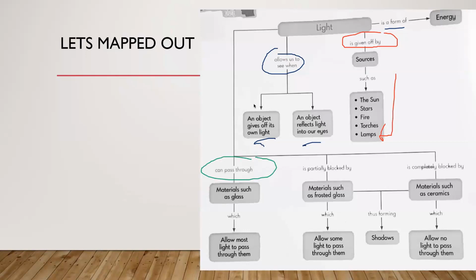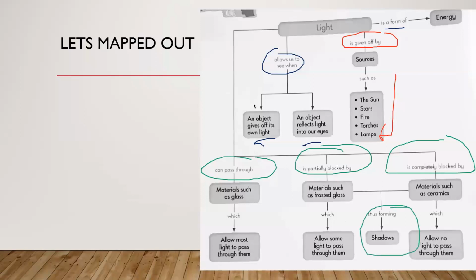Light is partially blocked by materials such as frosted glass, which allows some light to pass through them. This is known as a translucent material. And lastly, light is completely blocked by materials such as ceramic, because ceramic allows no light to pass through them, and ceramic is also a type of opaque object. Both translucent and opaque objects form shadows.